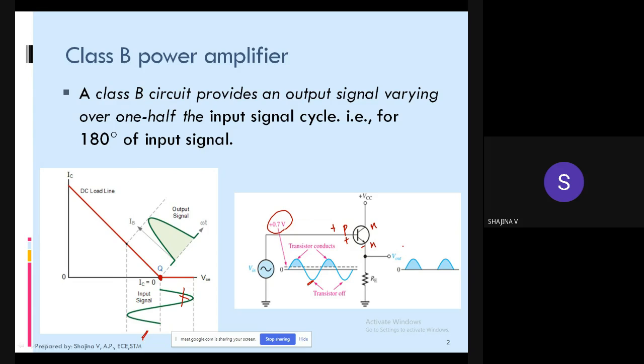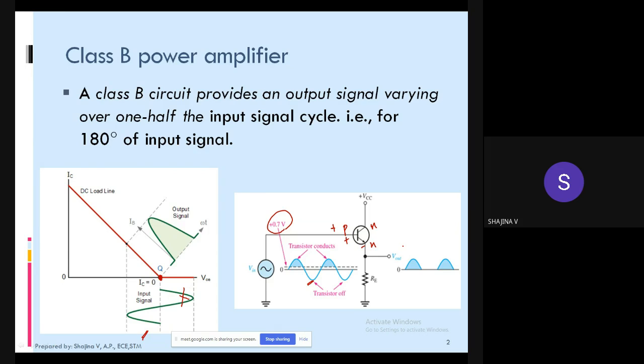But actually, in our actual practice, we require both the half cycles. Here, we only have the information contained in one half cycle. So, in practical applications, we require both the half cycles. Also, we couldn't change the biasing point. For class B configuration, our biasing point should be at cutoff. So if your biasing point is at cutoff, you will obtain this 180-degree output only.